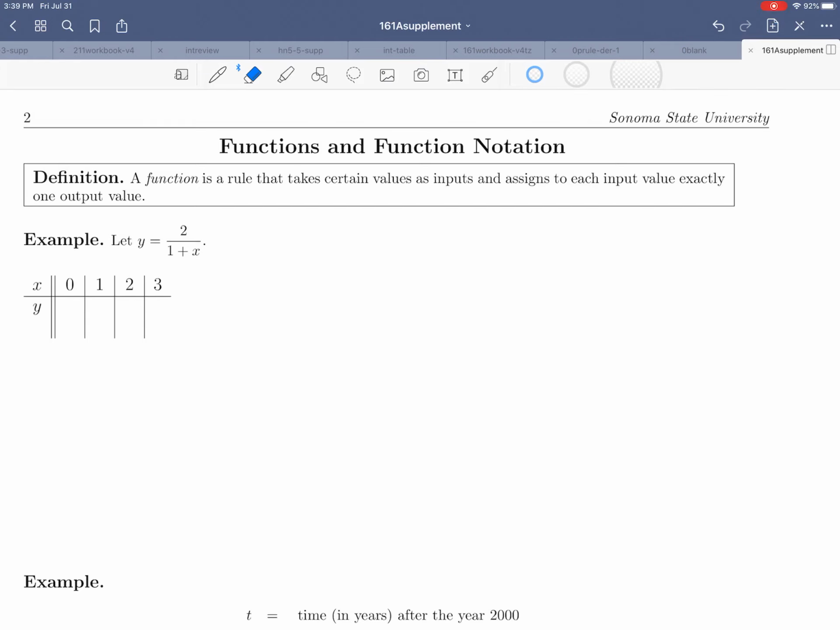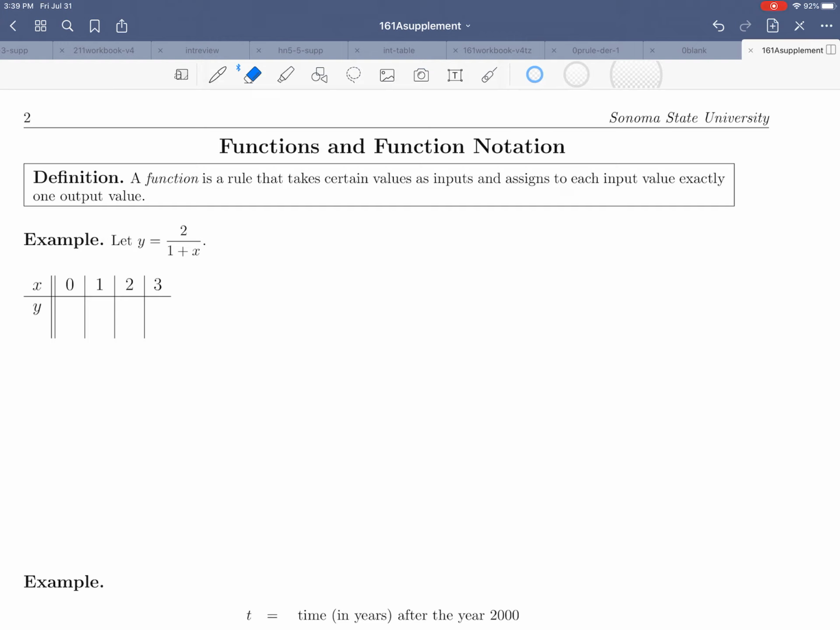Hello everybody. Today we're going to talk about functions and function notation. Functions are an important idea in mathematics, especially in calculus, and they give us a very convenient way to talk about relationships between two quantities.